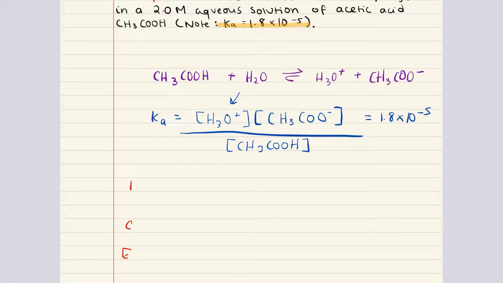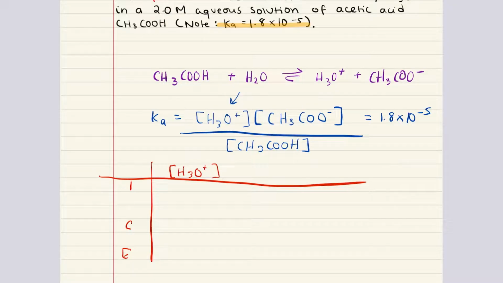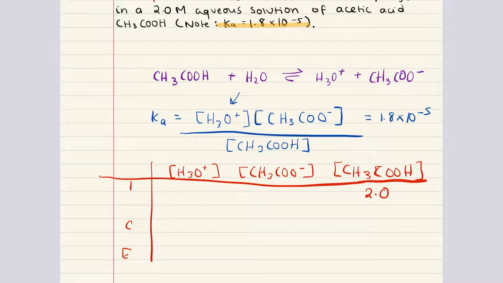We're going to set up our ICE table for our species of hydronium ions, our conjugate base, and of course, our acid, acetic acid. Now, starting off initially, we only have acetic acid, and we're told that we have a 2 molar aqueous solution of acetic acid. So the initial concentration for acetic acid is going to be 2 molar, but for our ions, it's just going to be equal to 0.